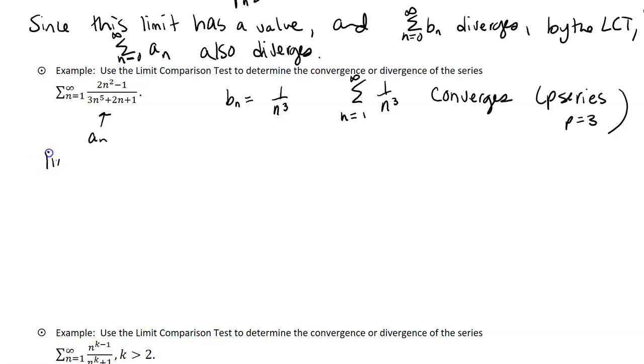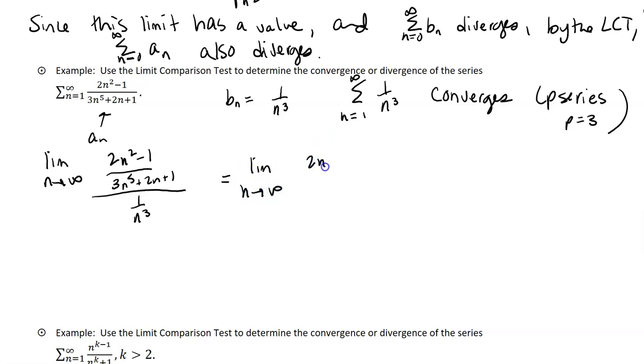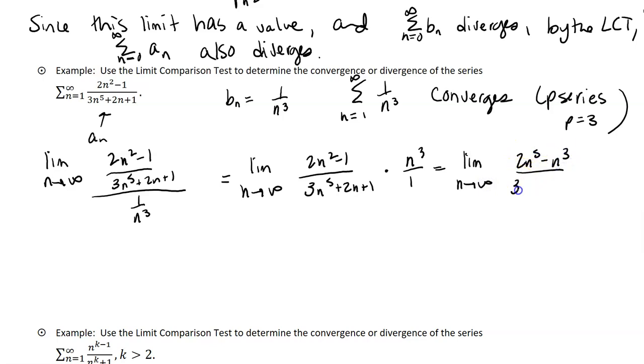So now we're going to take the limit as n approaches infinity of a sub n over b sub n. So that'll be 2n squared minus 1 over 3n to the 5th plus 2n plus 1, all divided by 1 over n cubed, which will be the limit as n approaches infinity of 2n squared minus 1 over 3n to the 5th plus 2n plus 1 times n cubed over 1, which is the limit as n approaches infinity of 2n to the 5th minus n cubed over 3n to the 5th plus 2n plus 1.